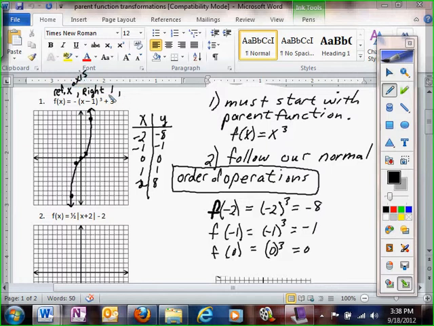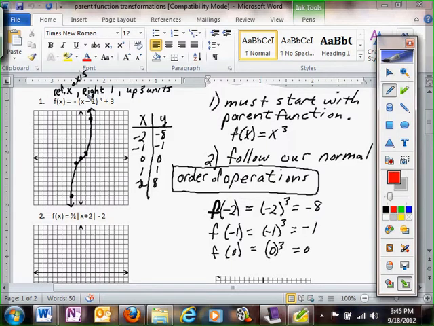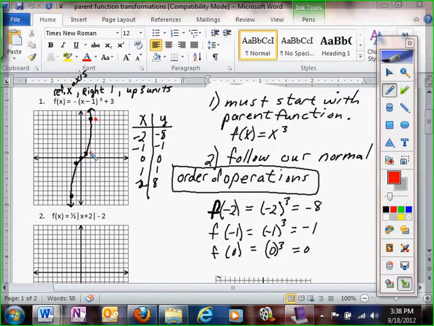And then finally, this +3 out here outside of the parentheses tells me I have a vertical shift up 3 units. And I'm going to do this in this order: right 1, reflecting in the x-axis, and up 3. So here's how it works. First I'll do the right 1. I'm just going to take each point and translate it right 1 unit.